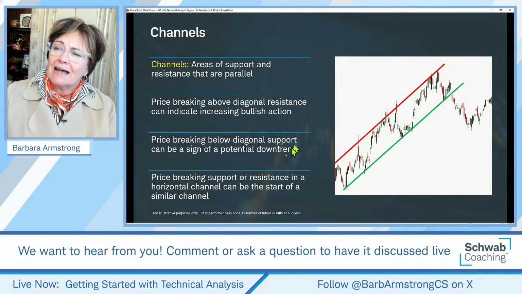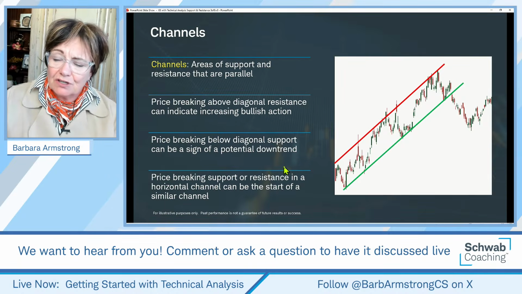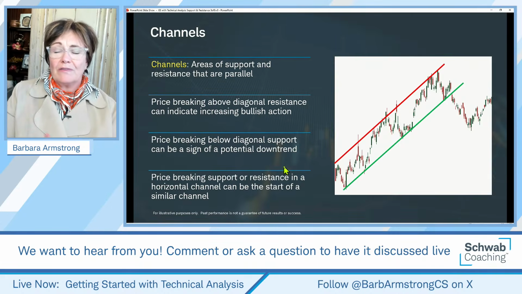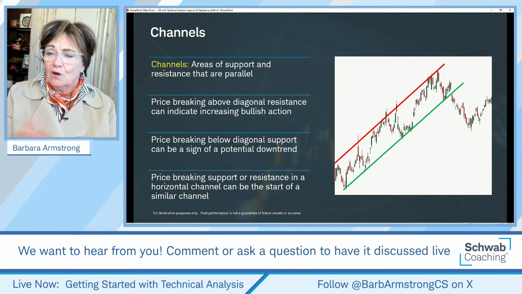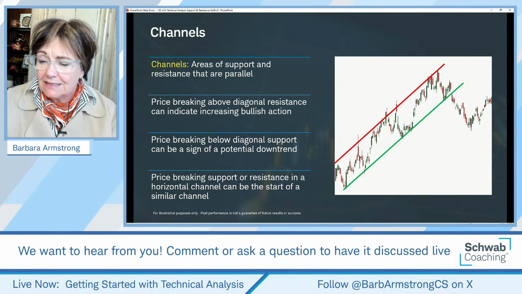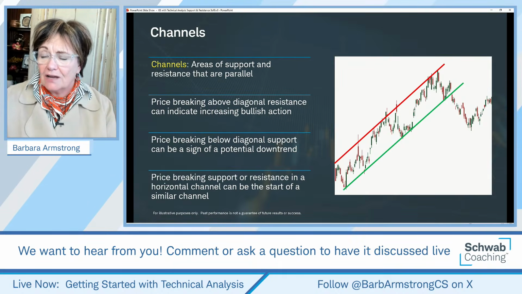Yeah, so somebody's asking if this works in different time frames. So this would work within the context of a day, within the context of weeks, within the context of months and years. So it'll work in any time frame.